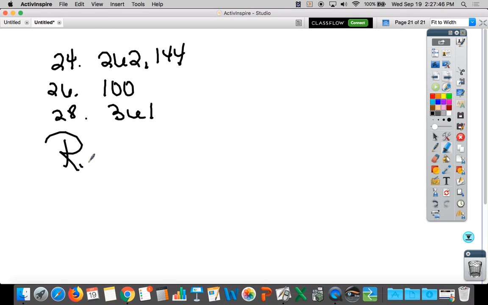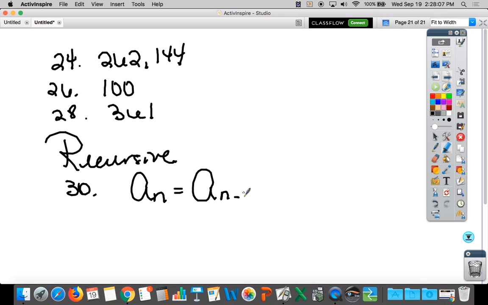A recursive, now when I see the word recursive, I think recurring for some reason. And so it's ones where we use the previous term. Look at 30. 30 is a recursive formula. They want you to find the first 4 terms in this sequence starting with negative 1, I'm sorry. Think okay?